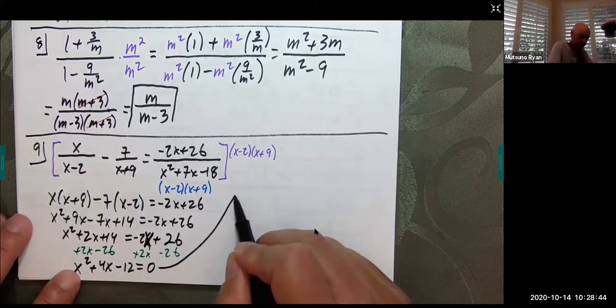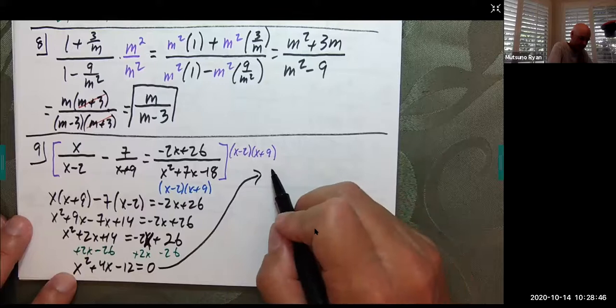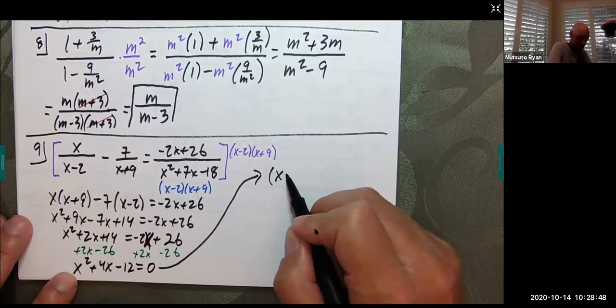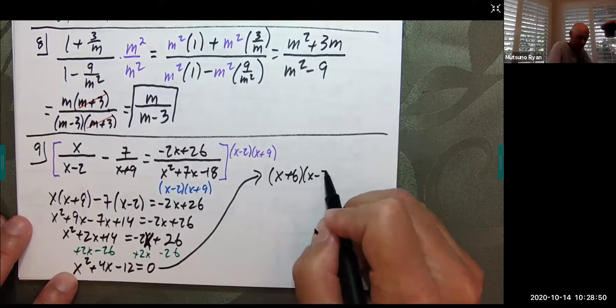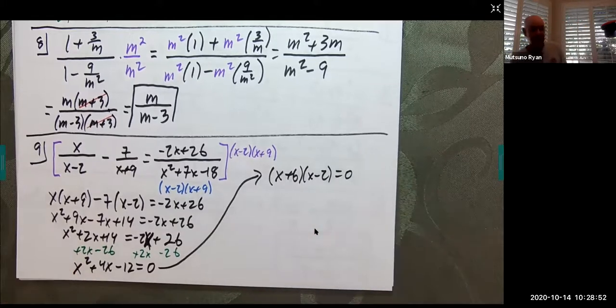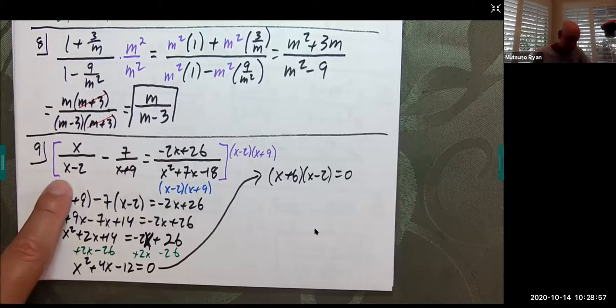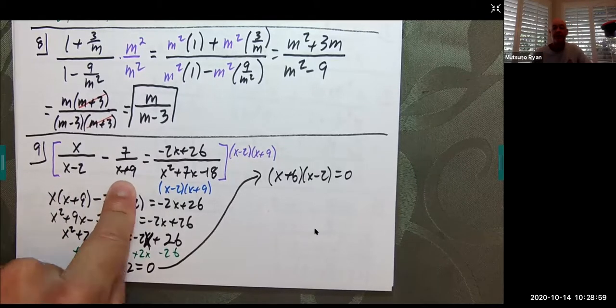So I'm going to come up here. I'm going to factor that. And then set each piece equal to 0. And I have to be careful. x can't be 2, and x can't be negative 9. Both of those are going to cause problems.